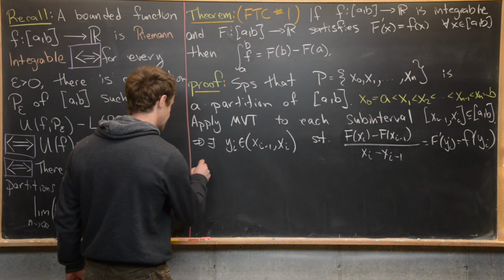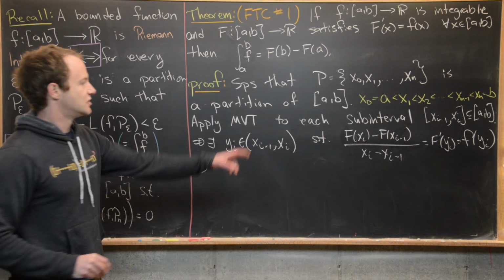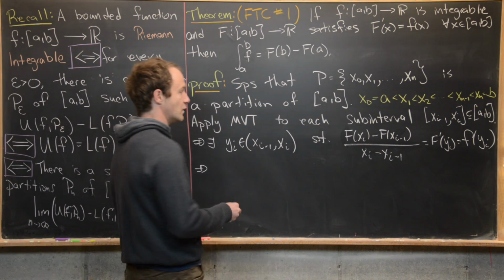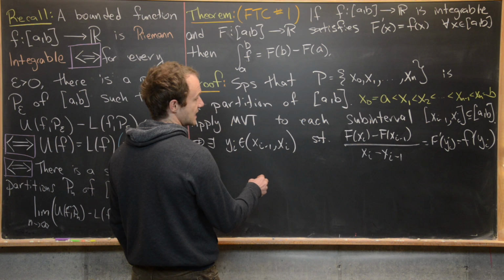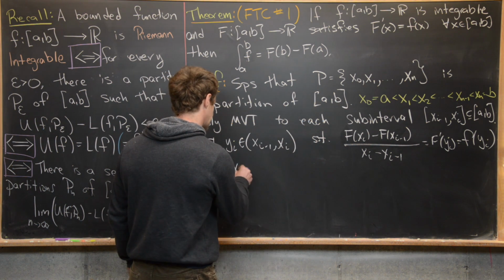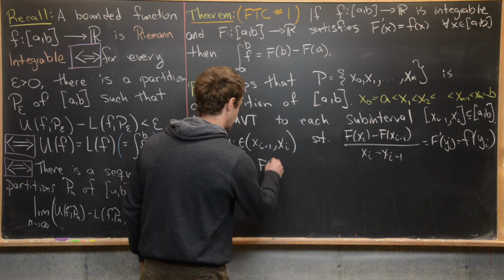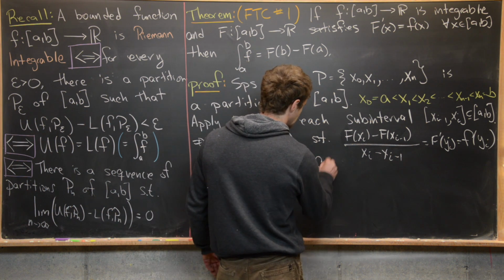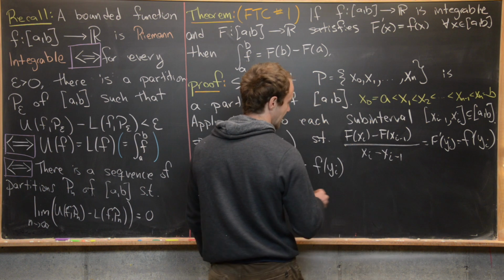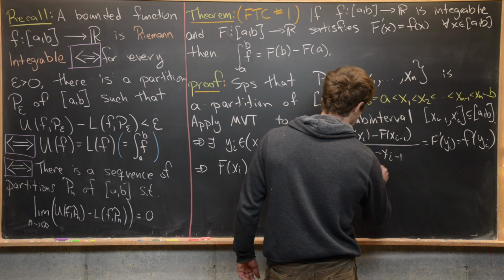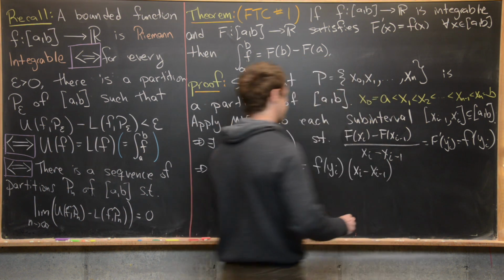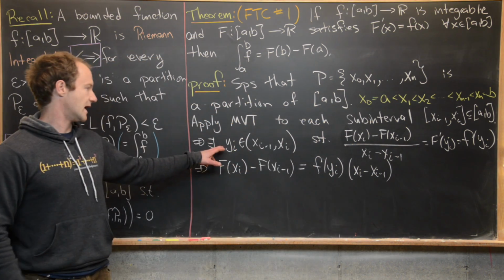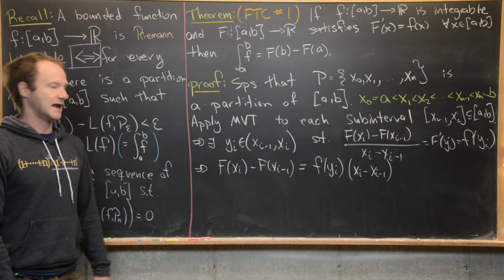Now next what we want to do is notice that we can retool that a little bit, and we will write this like F(x_i) minus F(x_{i-1}) will be equal to little f of y_i times (x_i minus x_{i-1}). So that's going to be for some y_i between x_{i-1} and x_i.